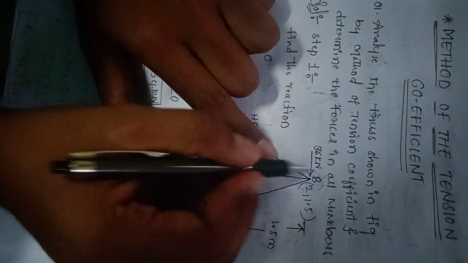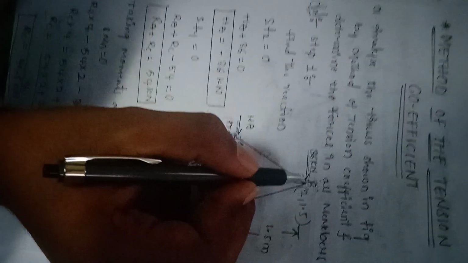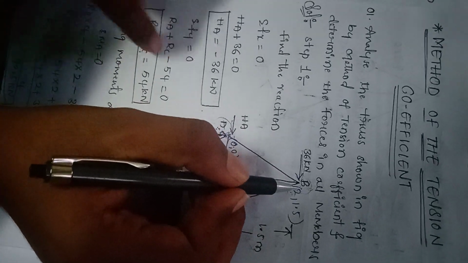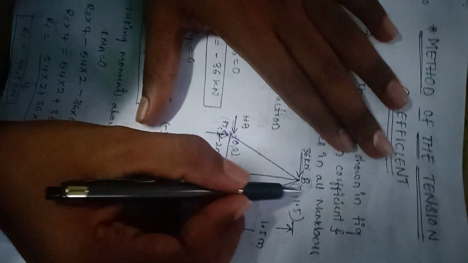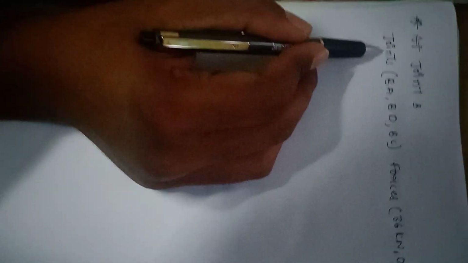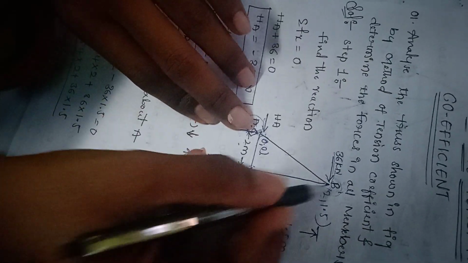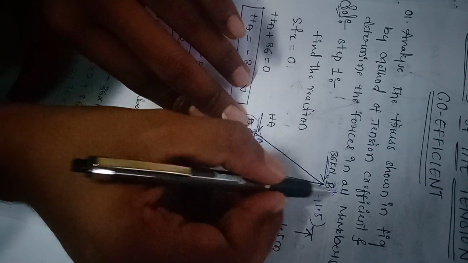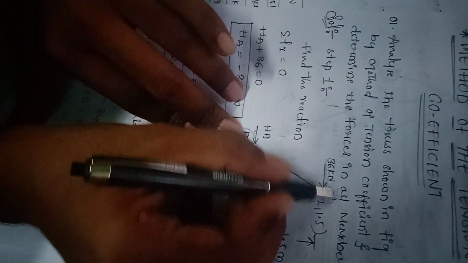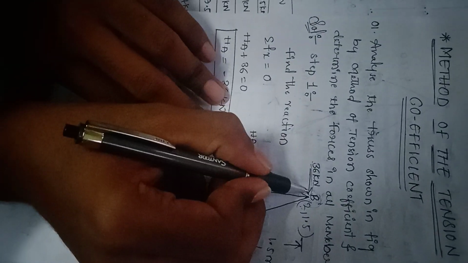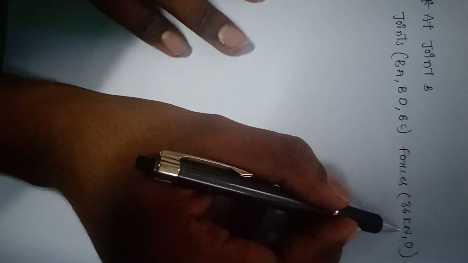And how many forces are acting here? One horizontal force and 0. There are no vertical forces acting at joint B, so it is considered 0. At joint B, the members are BA, BD, BC, and the force acting is one horizontal force and no vertical force. We have considered it to be 36 kilonewtons in the horizontal direction and 0 in the vertical direction.